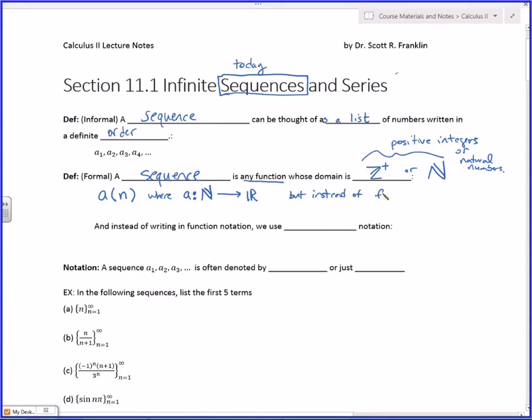of function notation, and instead of writing in function notation, we use subscript. Okay? So a of 1 is written as a sub 1. So when you see a sub 1, that just means plug in 1 for the value.